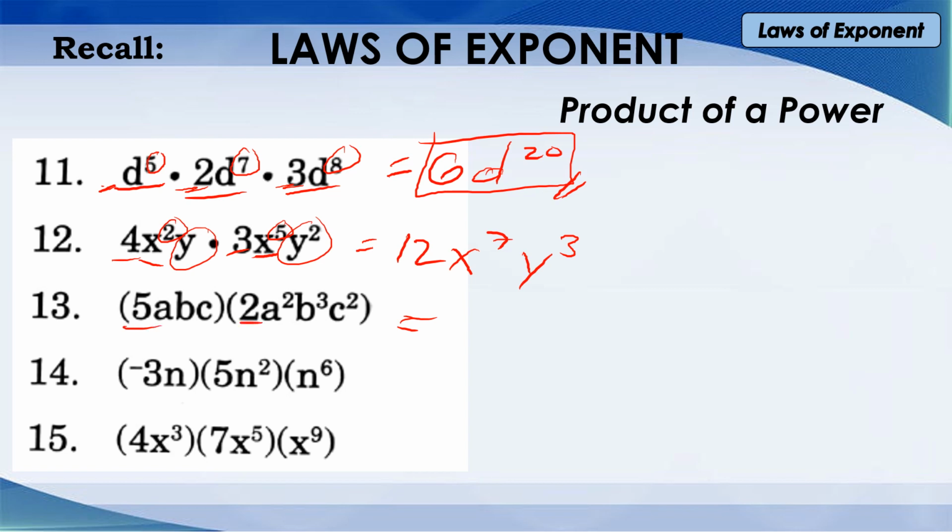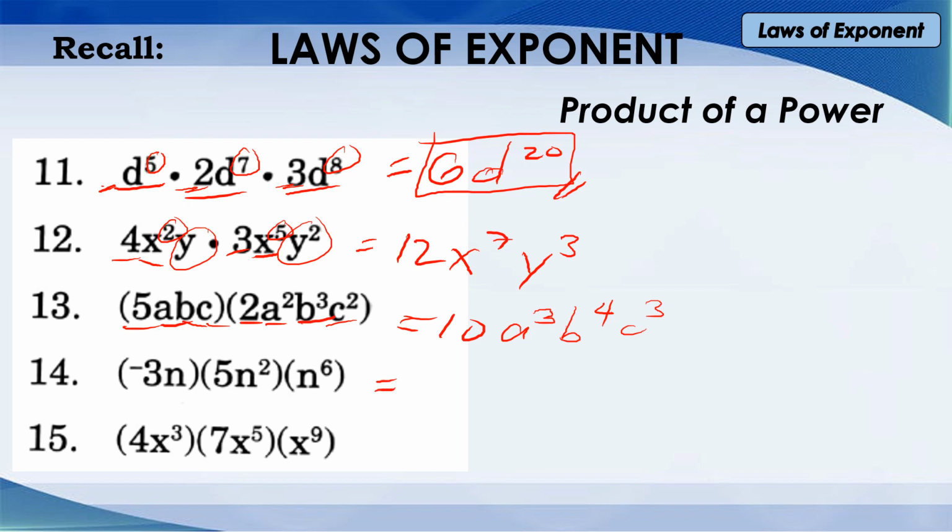5 times 2, 10. A times A squared, that is A raised to 3 kasi 2 plus 1. And then B times B cubed, that is 3 plus 1. Therefore, B raised to 4. And then C times C squared, that is C raised to 3. Next example, that is the final answer na.